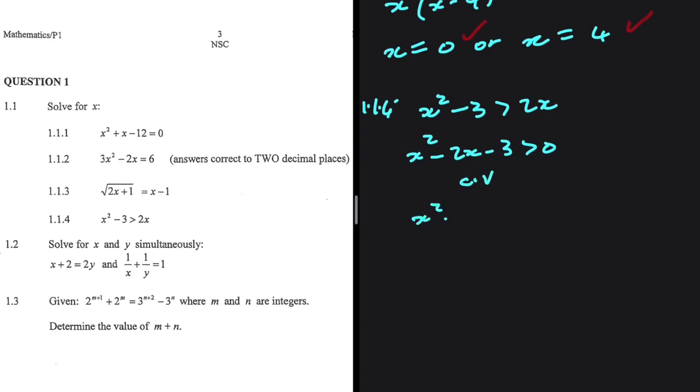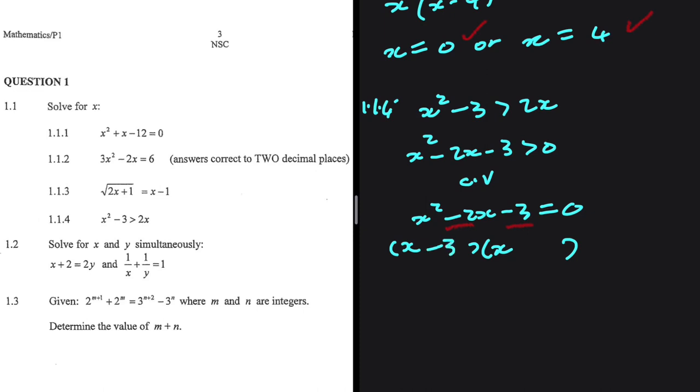x squared minus 2x minus 3 is equal to 0. We're not changing the equation. We just want to find our critical values. After finding our critical values, we will take care of the inequality. Now we just want to find our critical values. So how can we factorize this? Two numbers which when we multiply we get minus 3 and when we add we get minus 2. That is minus 3 and plus 1.